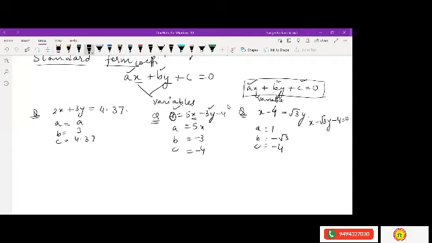Ma'am, in the first one, shouldn't it be minus 4.37? Yes, it should be minus, when it comes from this side. If you compare with this equation, it will be minus. Okay?